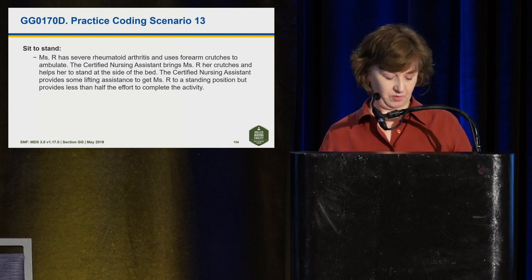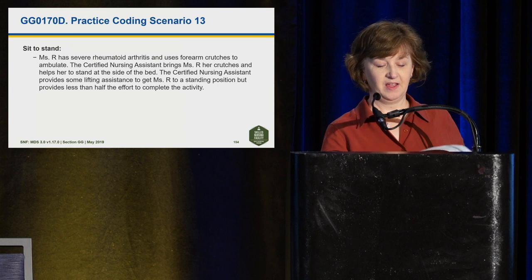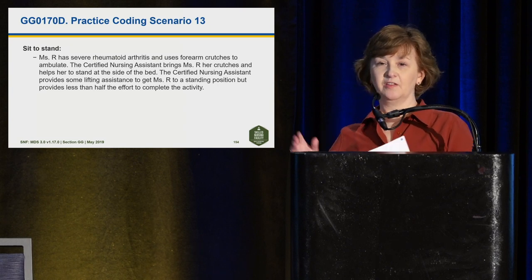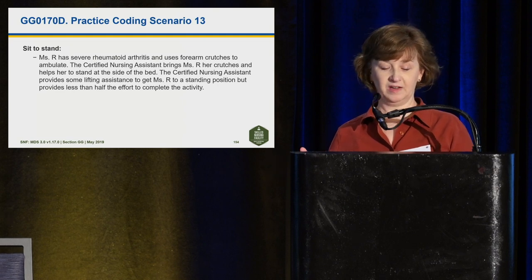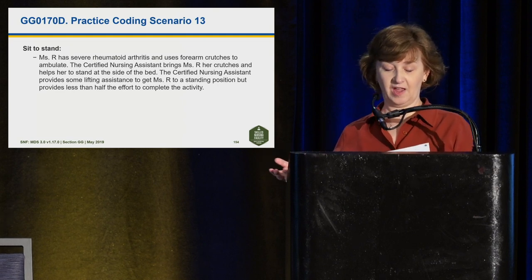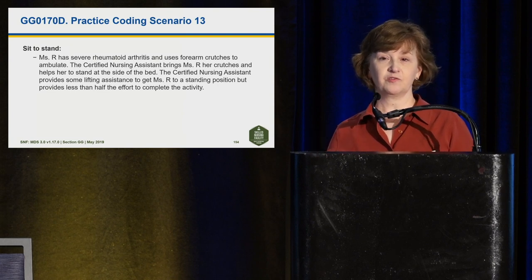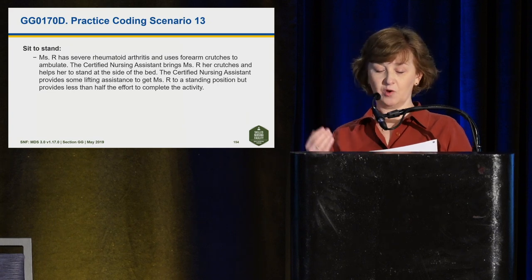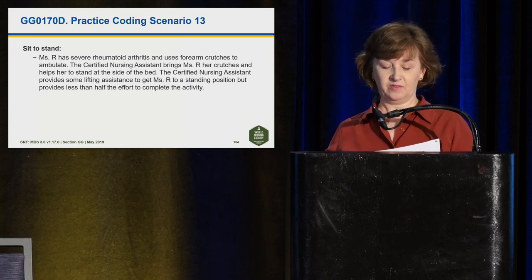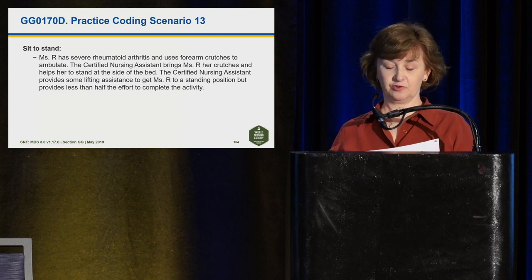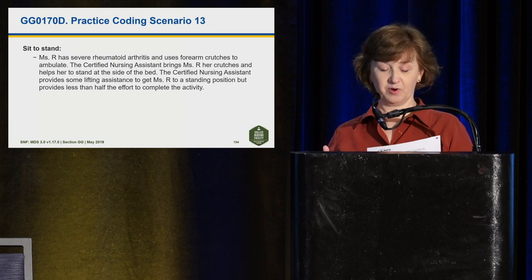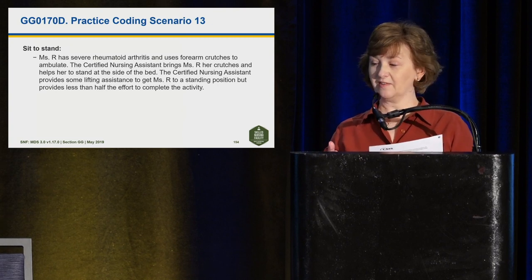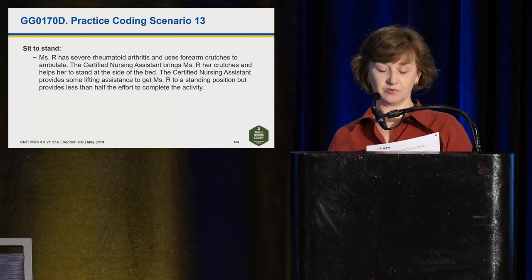And just to help you understand how to apply the decision tree, if you pull that out, the first question basically asks whether a helper was needed. Obviously in this scenario, the answer is yes. Then the next question is whether there's just setup assistance being provided by one helper. The answer is no, there's more assistance provided. So then you'd ask, is there just cueing or steadying or touching assistance being provided to the patient, to the resident? If it's more than that, then you would have a lower score.